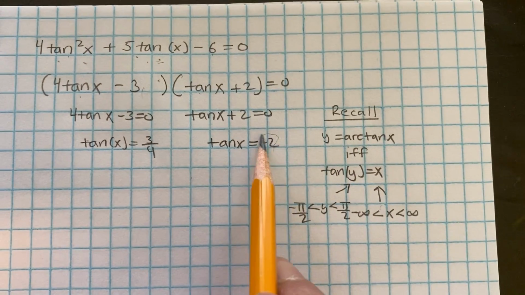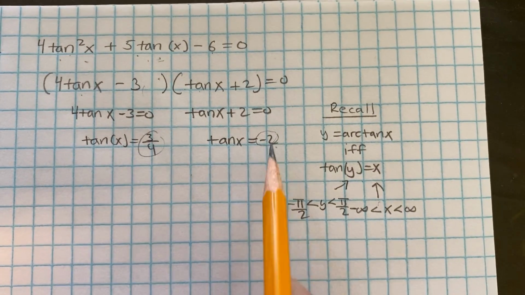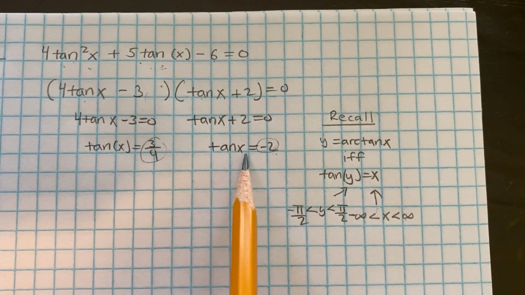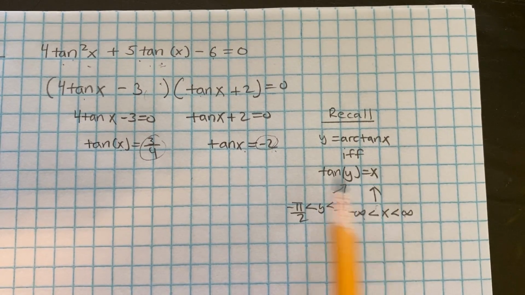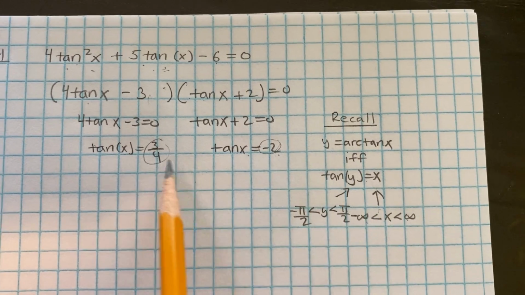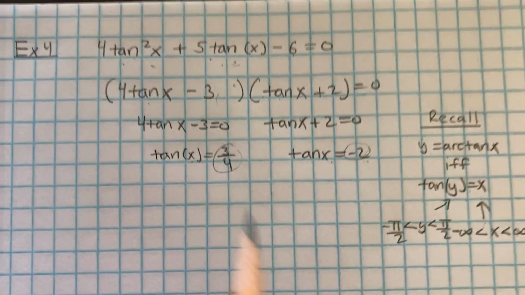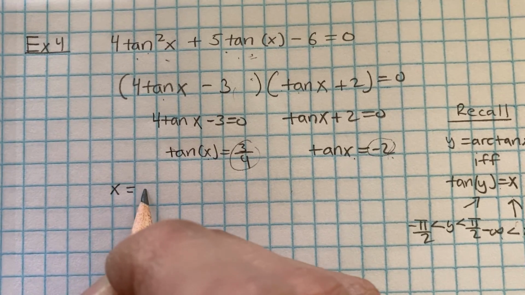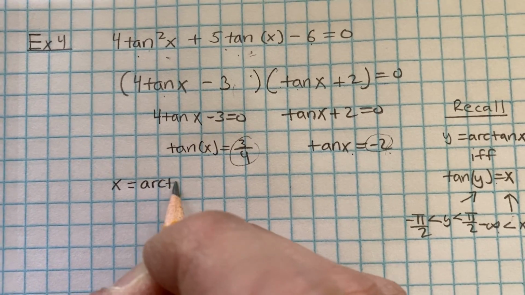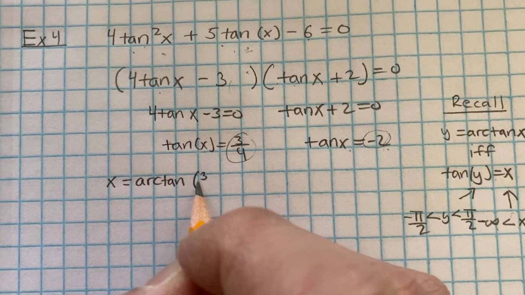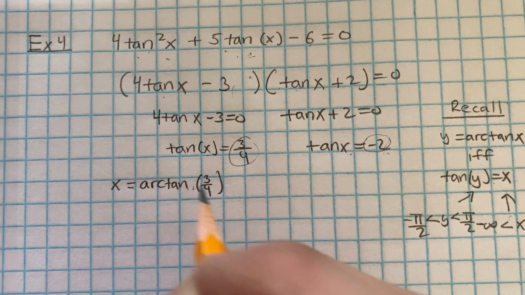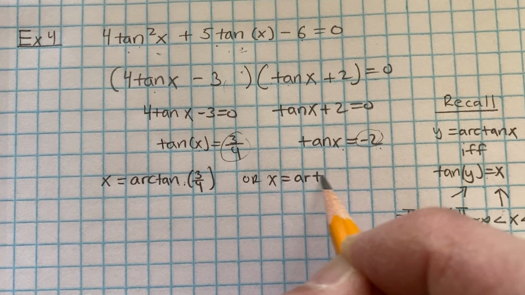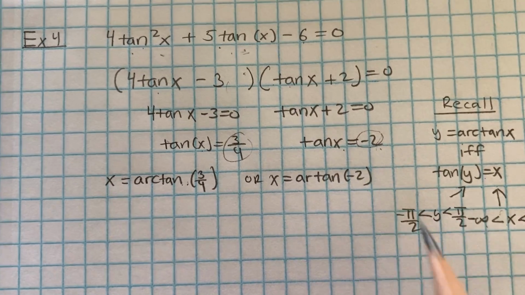And so this number on the outside could be anything. X can be between negative infinity to infinity. Don't get that x confused with this x, okay? So just think of this number outside here. So there are no restrictions. That means if we use our arctan function, x is equal to arctan of 3/4. That will give me an exact solution. Or x is equal to arctan of negative 2.